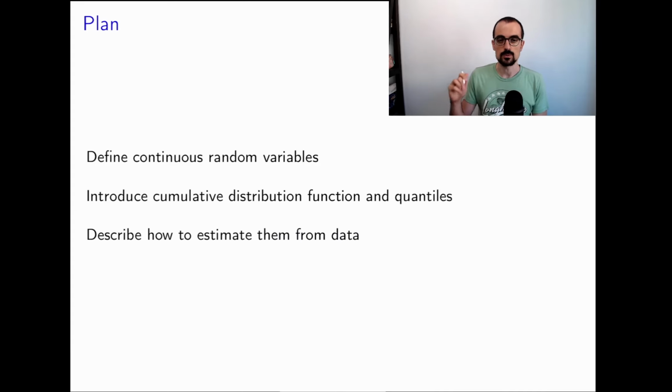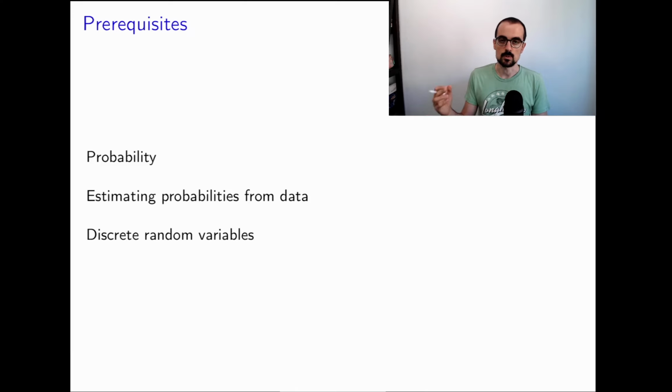Our plan is going to be to define continuous random variables. Then we're going to introduce a tool that is very useful to manipulate these variables, which is the cumulative distribution function, and we're going to explain how it is connected to quantiles, such as the median that you might already have heard about. And then we will explain how to estimate both the cumulative distribution function and quantiles from data. The prerequisites for this material are probability, estimating probabilities from data, and discrete random variables.